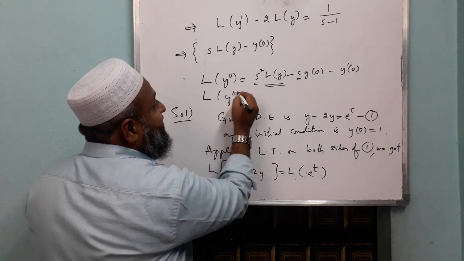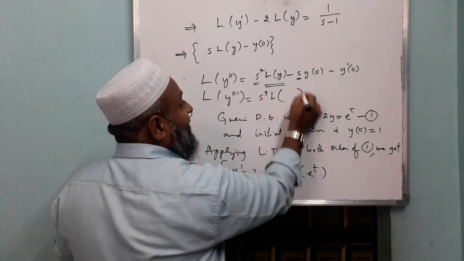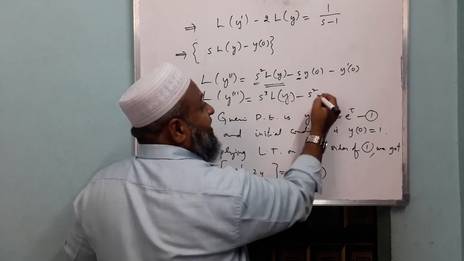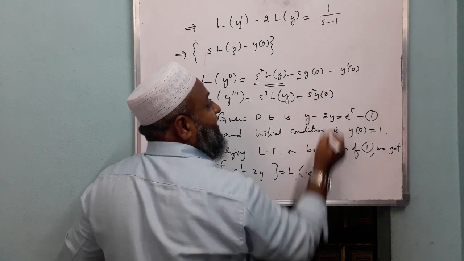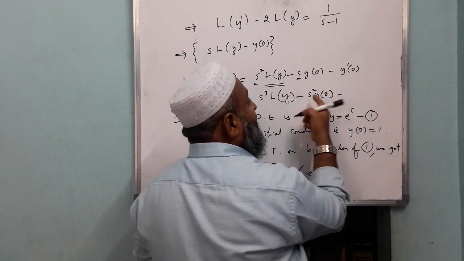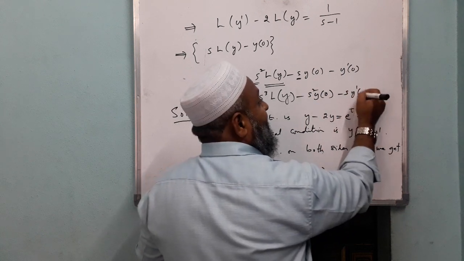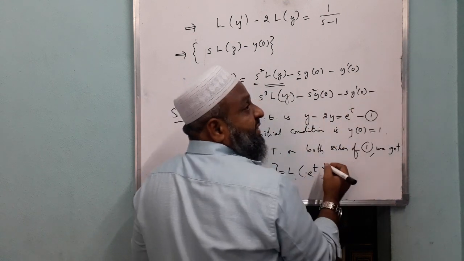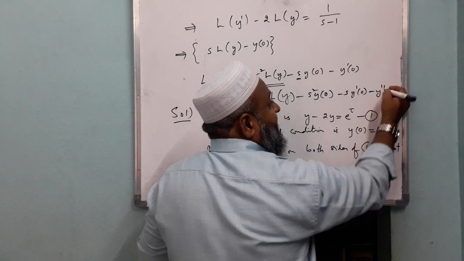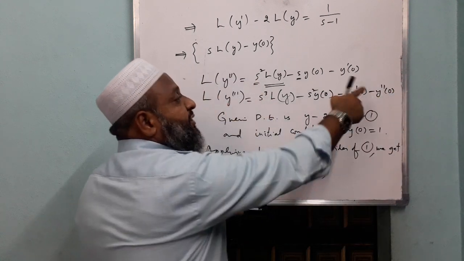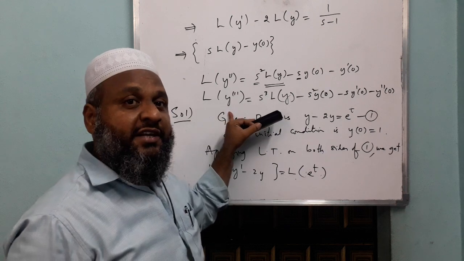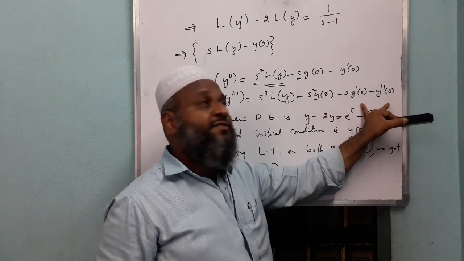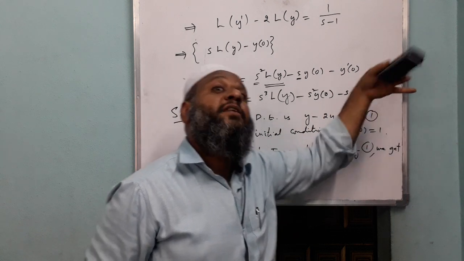So L of y triple dash is s cube into L of y minus s square, power of s is decreasing and L disappears, y of 0, then differentiation starts. Again s decreases, so s into y dash of 0, minus s, again s is gone, so y double dash of 0. It is the third derivative, so it should end up at the second derivative. I hope you will be able to tell what L of the fourth derivative is. S power 4 into L of y minus s cube into y of 0 minus s square into y dash of 0 minus s into y double dash of 0 minus y triple dash of 0.